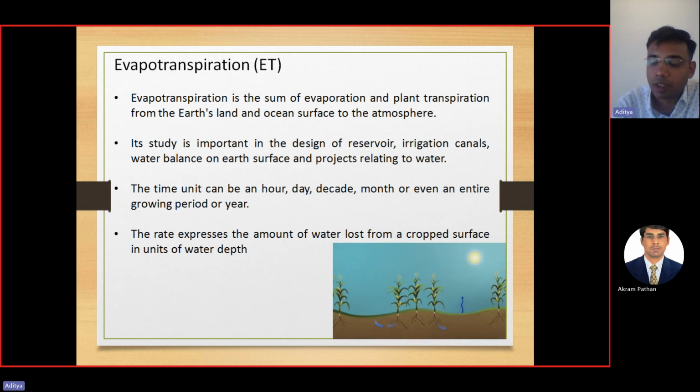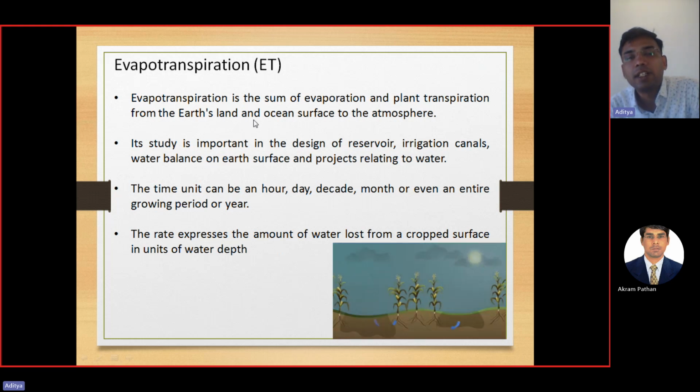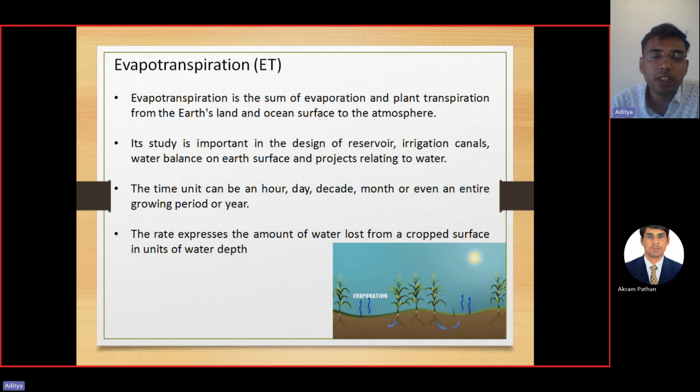Then one combined term is for the loss of water that takes place from water bodies, soil and plants. You can call this evapotranspiration. Evapotranspiration is the sum of evaporation and plant transpiration from the earth's land and ocean surface to the atmosphere. Its study is important in the design of reservoirs, irrigation canals and water bodies. So it is very important to know the evapotranspiration if we are going into the study of water resource management, water balance, etc. The time unit can be an hour, day, decade, month, or even an entire growing period or year.